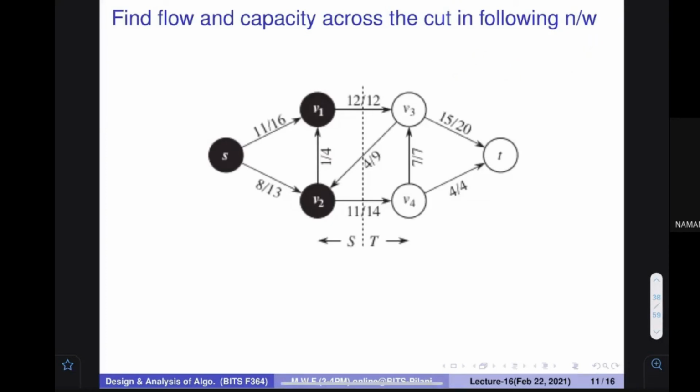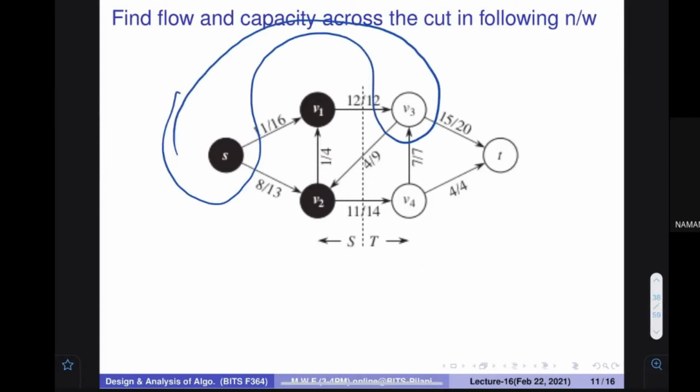So let me say that I am going to put these two things over here. Can you tell me what is the capacity? Is the cut calculated on the residual network or the original network? It is on the original network. Okay. So if this is the cut, what is the capacity?